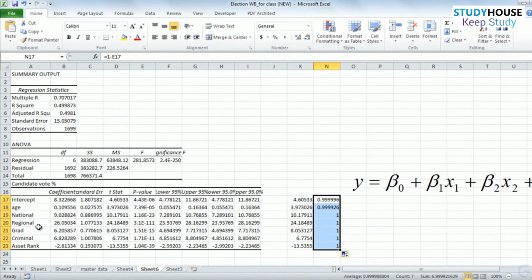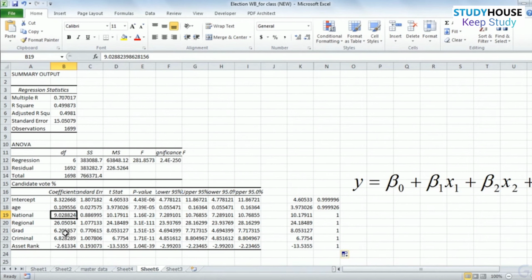So how have we coded the variables national and regional? You recall the national variable was if the candidate is from a national party, then he gets 1, otherwise he gets 0. Which means if you pick up two candidates such that one candidate is from a national party and the other candidate is neither from a national nor from a regional party, is an independent candidate, for example, then the candidate who is from a national party is likely to get 9% more votes than the independent candidate.